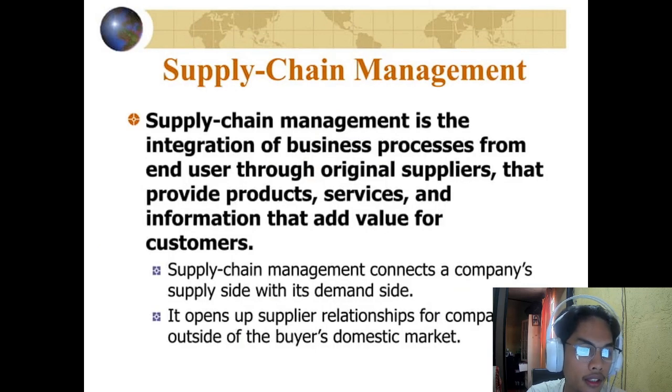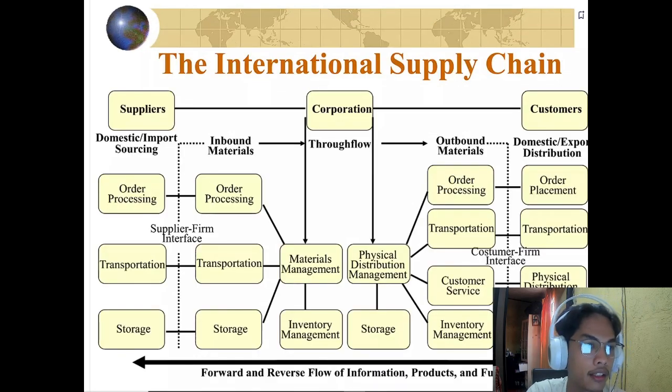So, moving on to supply chain management. Supply chain management is the integration of business processes from the end user through original suppliers that provide products, services, and information that add value for customers. So supply chain management connects a company's supply side with its demand side. It opens up supplier relationships for companies outside of the buyer's domestic market. So here is the international supply chain. So there are the suppliers, corporation, customers, and you can see the flow.